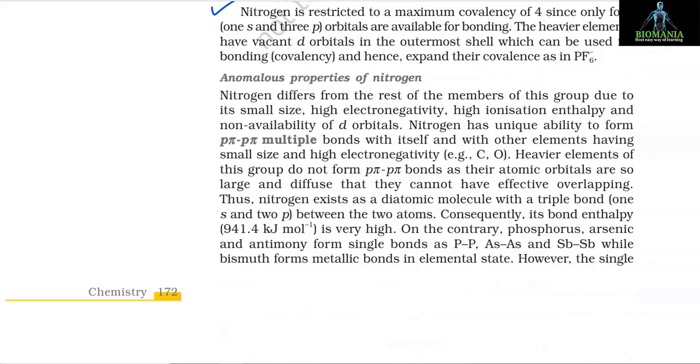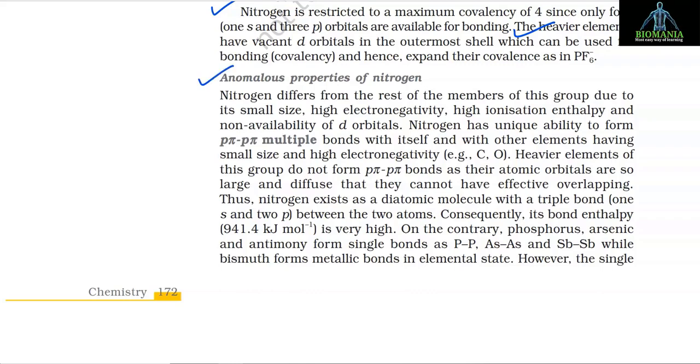Nitrogen is restricted to a maximum covalency of 4 since only four orbitals, one 2s and three 2p, are available for bonding. The heavier elements have vacant d orbitals in the outermost shell, which can be used for bonding, that is covalency, and hence expand their covalence as in PF6⁻.